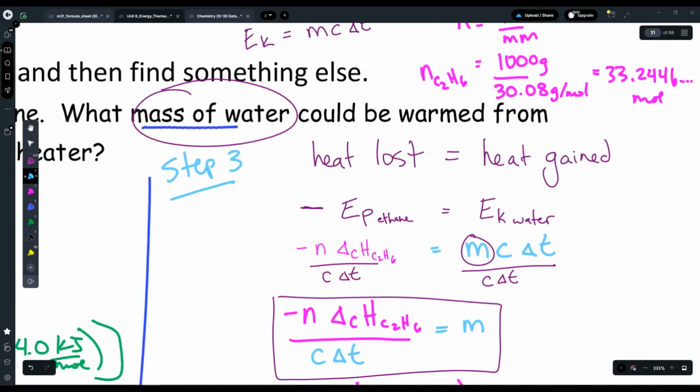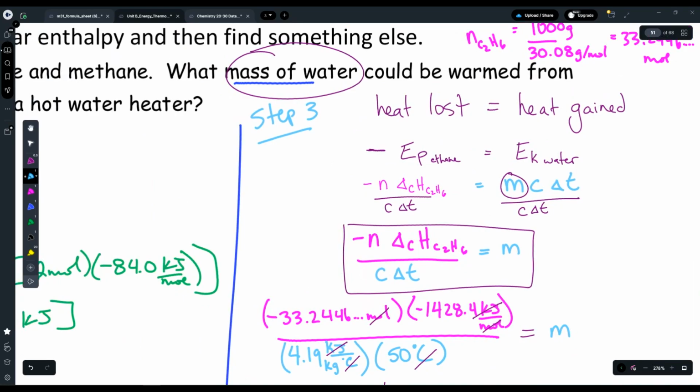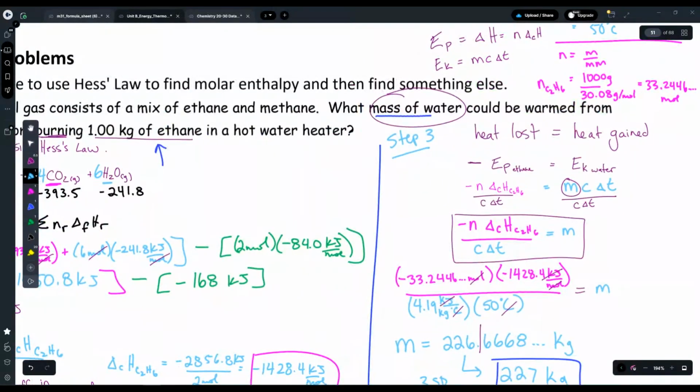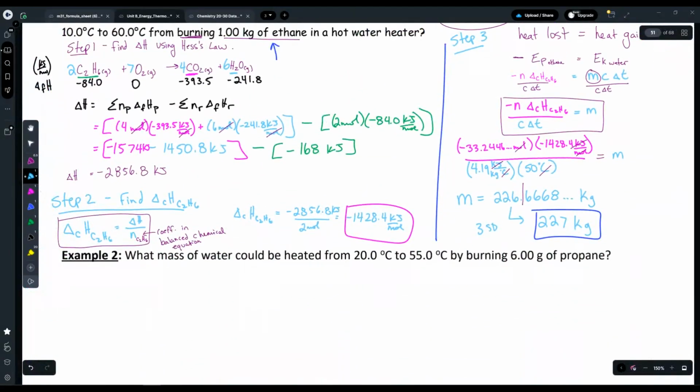So step 3, you do your EP is equal to EK, and you figure out your energy transfer formula, and you isolate whatever you need to isolate. So in this case, we're going to need to isolate mass because we're looking for mass of water. So if you want, you can pause the video and work it out for yourself. I will go ahead and write out my solution here.